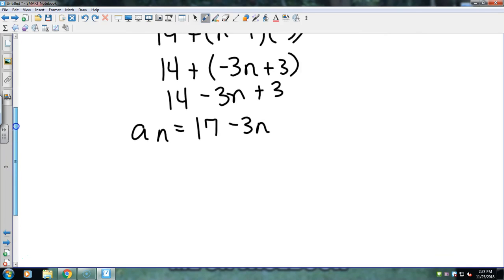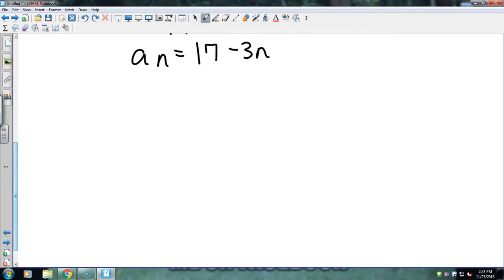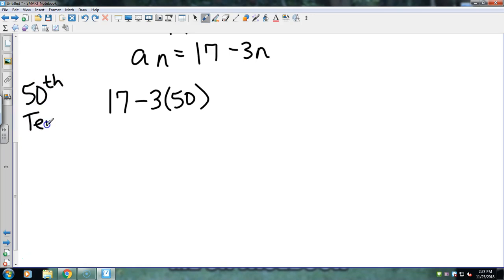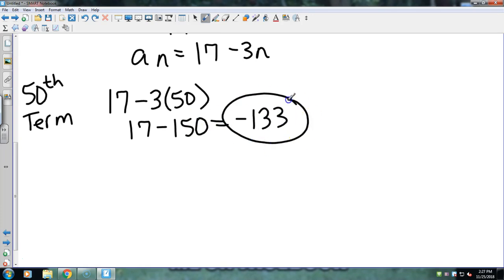Now if I wanted to find the 50th term, then everywhere I see an n in my formula, I'm going to put in 50. This is for the 50th term. So that's going to be 17 minus 150, which equals negative 133. Now again, if you wanted to find 50 terms and go out and just do that 50 times, you are more than welcome to do that. But this makes it just a little bit easier.